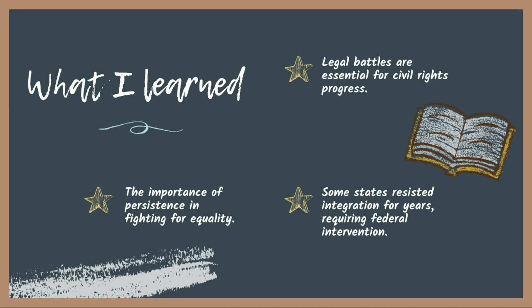It inspired further legal battles for racial inequity, and it set the stage for the Civil Rights Act of 1964. What I learned: legal battles are essential for civil rights progress, and there is importance and persistence of fighting for equality. We have to fight for our freedom. Being persistent is so important. It took 5 separate cases to build up Brown versus the Board of Education.